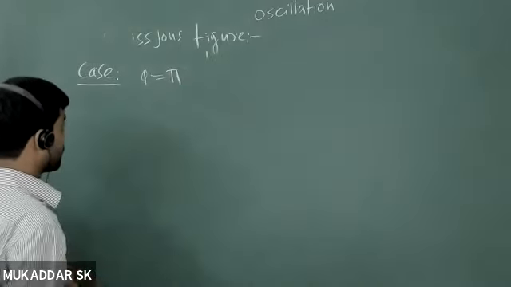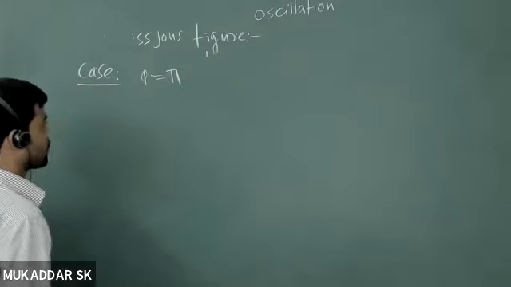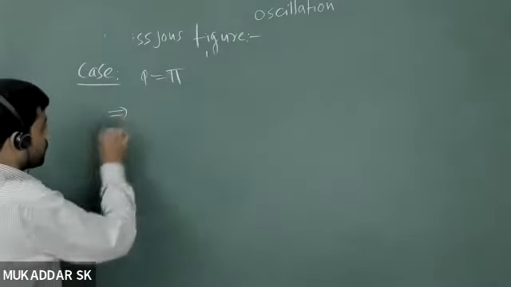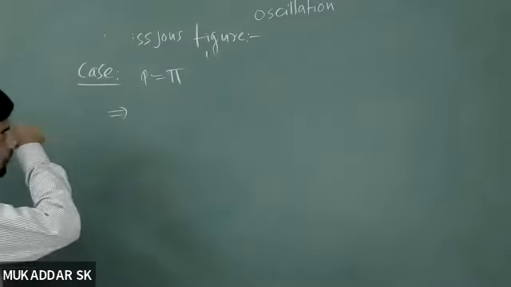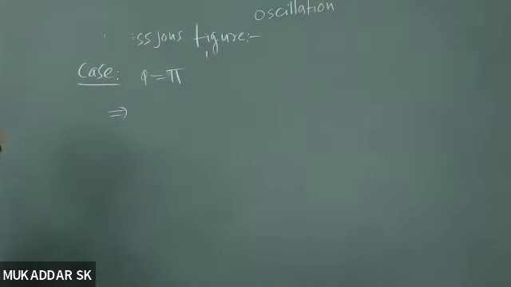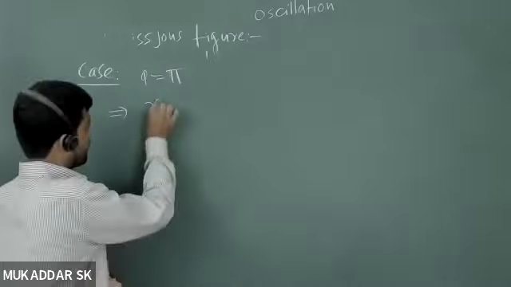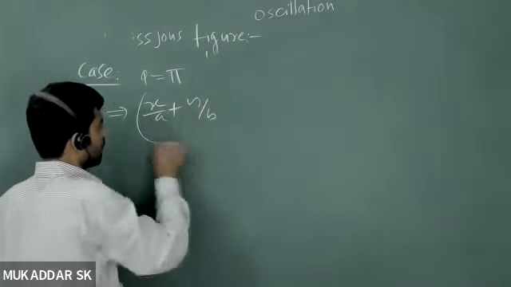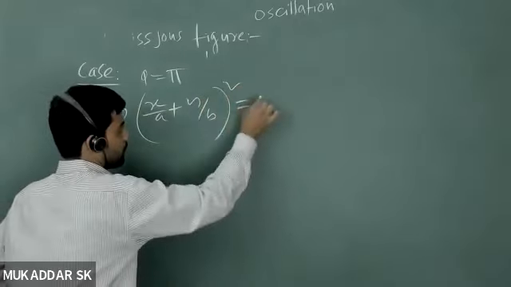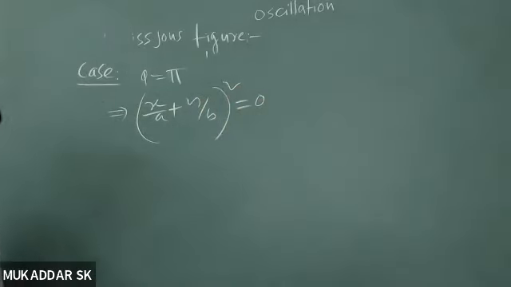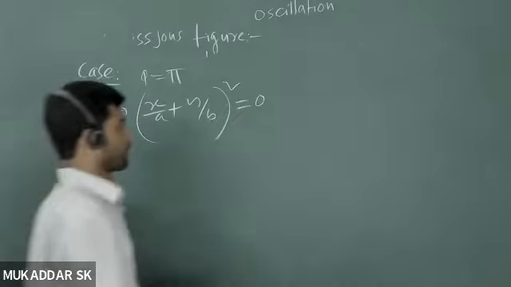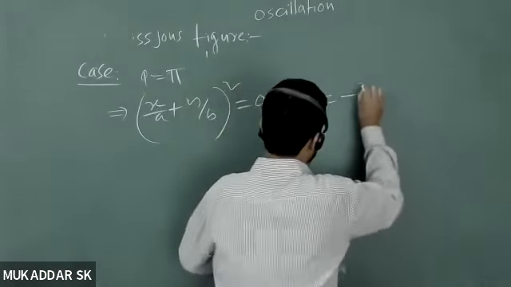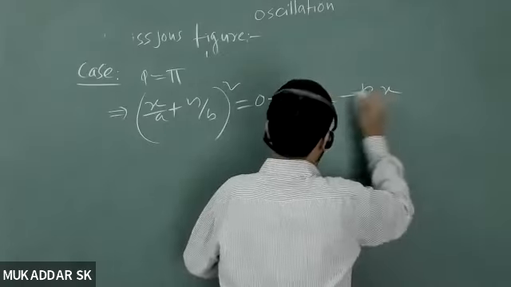Now you can use your previous equation, (x/a)² plus (y/b)². That equation becomes how much now? If you substitute phi equals pi in the general equation, you will get (x/a plus y/b)² equals 0. Just substitute in your general equation, you will get like this. So from here you can calculate y equals minus b by a into x.